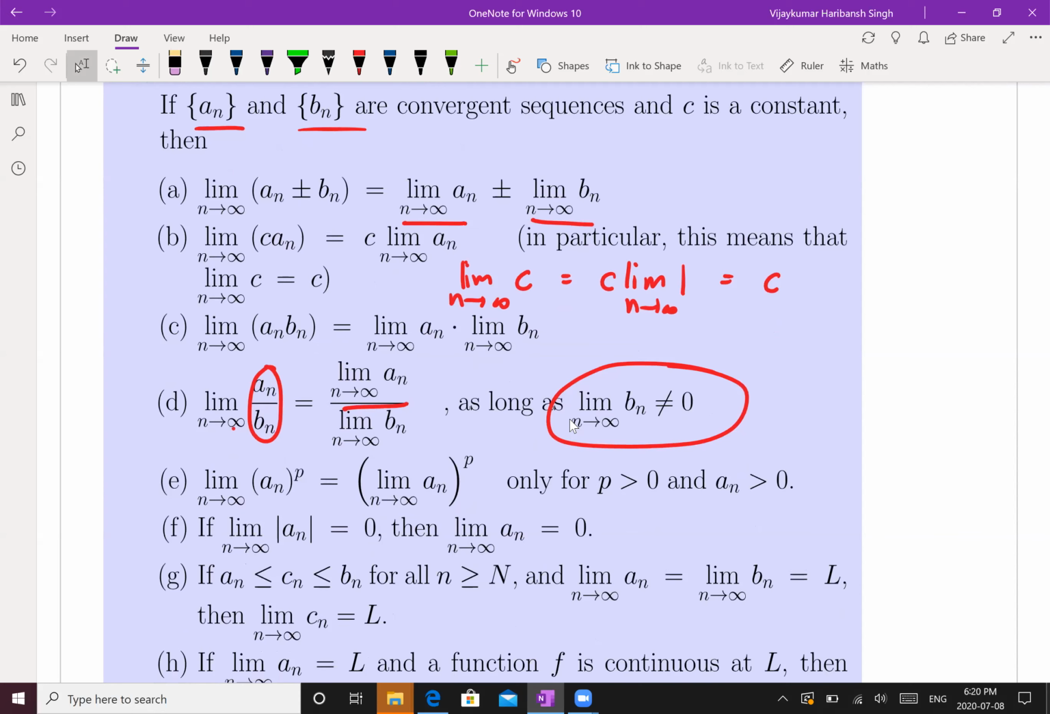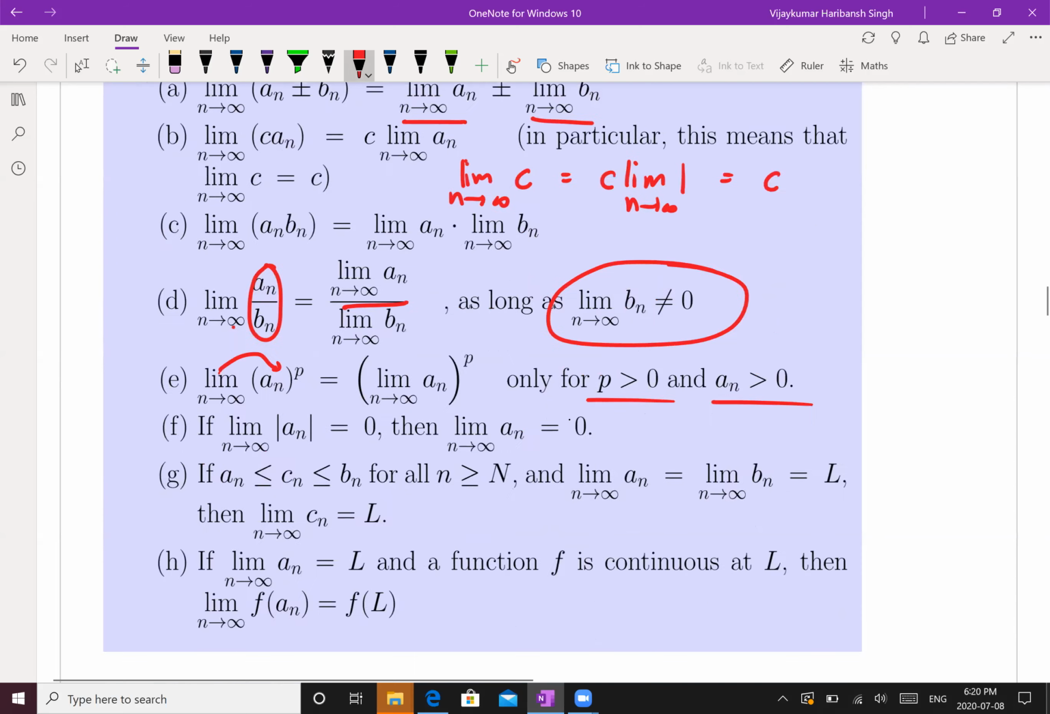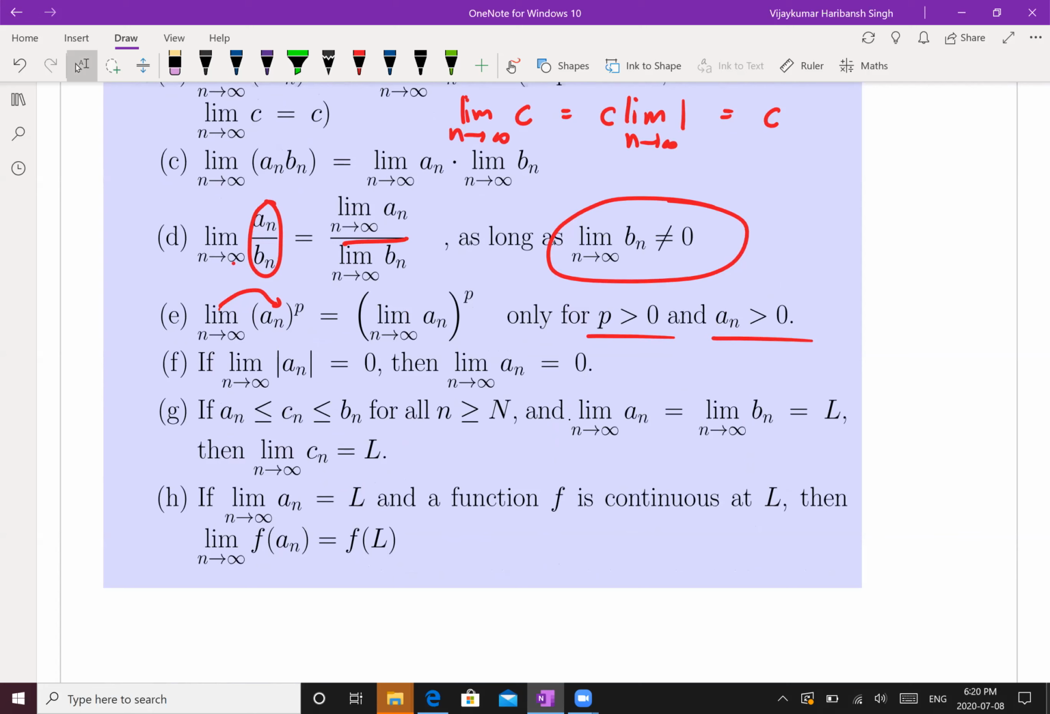Same thing about the powers as well. Limit as n goes to infinity of an to the power p. The limit can be brought inside the power only if p is greater than 0 and an is greater than 0. Otherwise, you have problems like square roots of negative numbers and so on. Another is that if limit as n goes to infinity of the absolute value of an is 0, then limit of an is also 0.